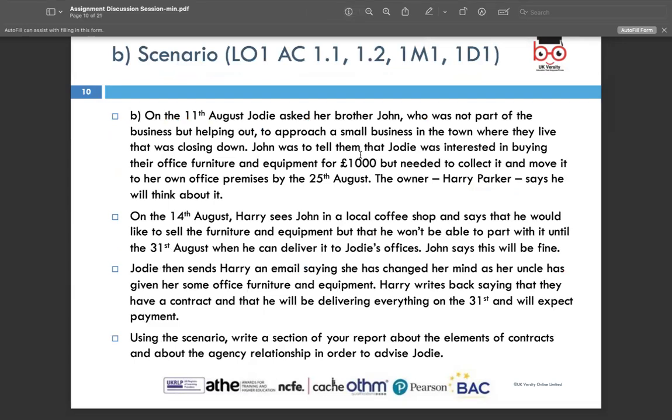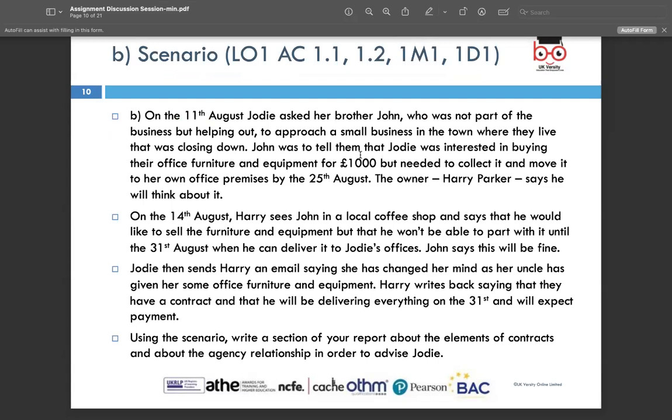Now, next one, the second scenario. On the August 11th, Jodie asked her brother, any question related to the previous task? All good? No, that's so far so good.